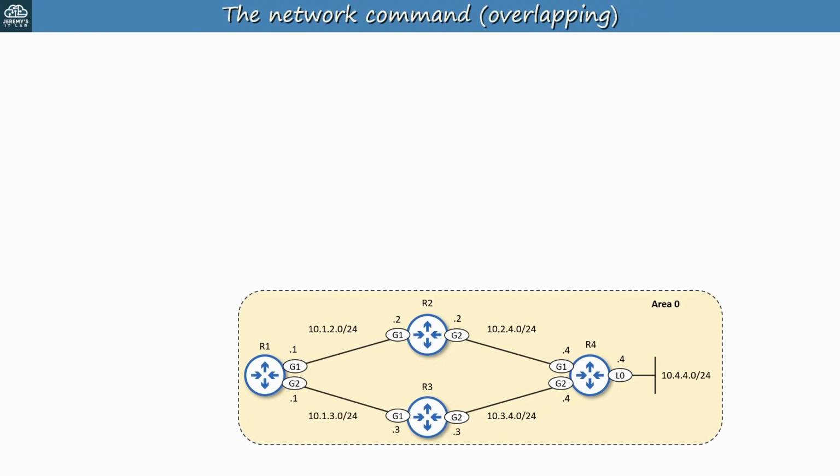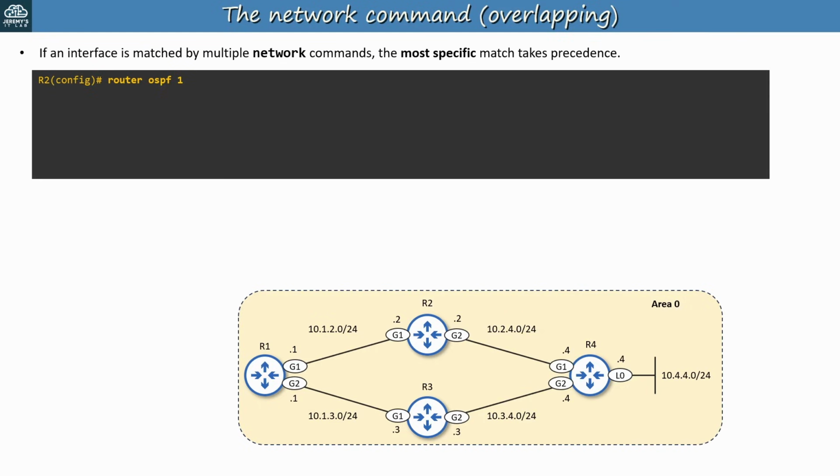Now let's look at a couple of details about this command. First, if an interface is matched by multiple network commands, the most specific match takes precedence. Let me use R2 to show you what I mean. First, I activated OSPF on its G1 and G2 interfaces using the same approach as on R1, specifying each interface IP with a /32 wildcard mask.